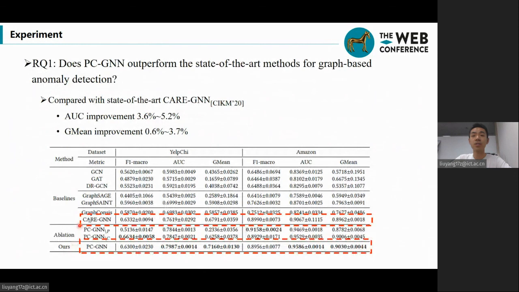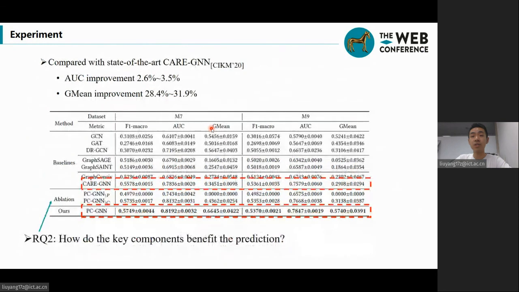To answer the first research question, we compare with all the state-of-the-art methods, and we can observe that PCGNN outperforms all of them. Compared with the strongest baseline, CARE-GNN, we gain an AUC improvement and a G-mean improvement, which have demonstrated this. Also, in the financial fraud detection tasks, we can draw a similar conclusion. Compared with the partial models, the full model gained the best performance, which demonstrates that each component in our framework is effective, answering research question two.